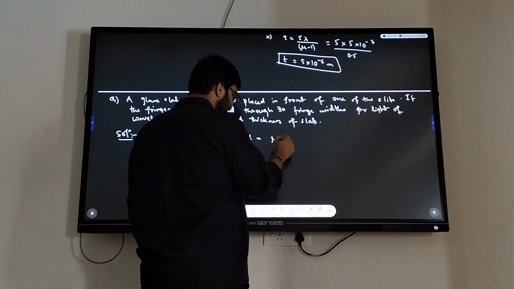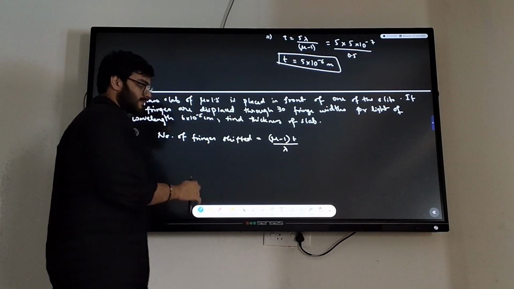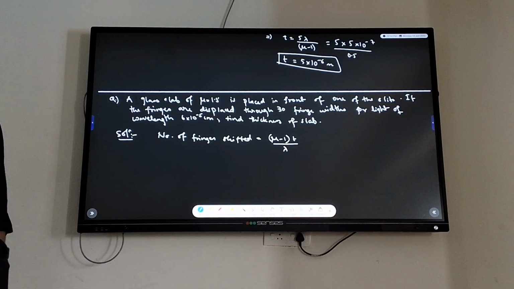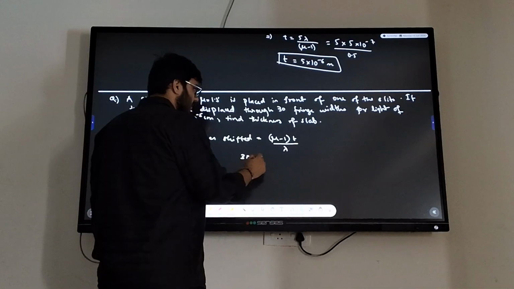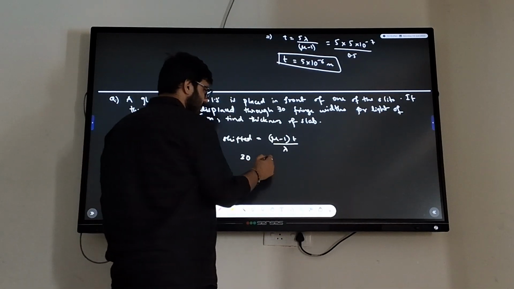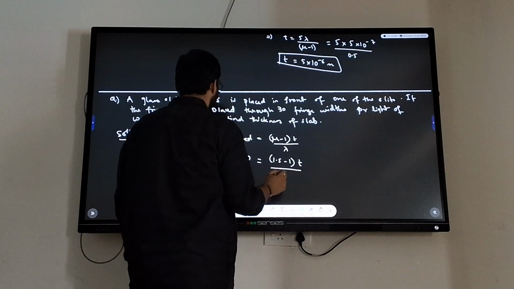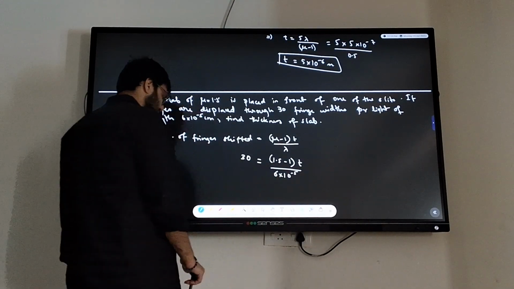Mu minus 1 into t divided by lambda, na? And no, this is the number of fringes shifted. This is the formula, and that is given to be 30 fringe shifts. So mu minus 1, that's 1.5 minus 1, and you have to find t, and lambda is given to be 6 × 10 power minus 5 centimeter.